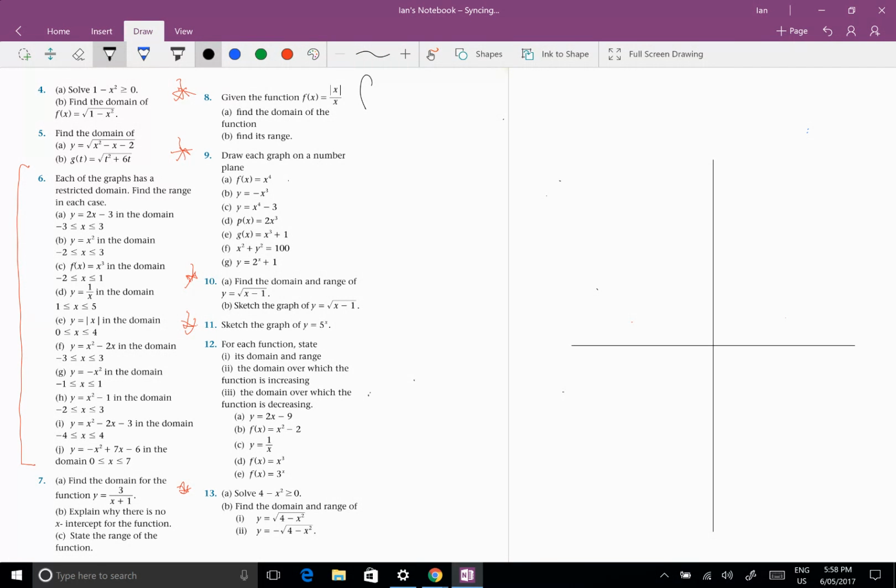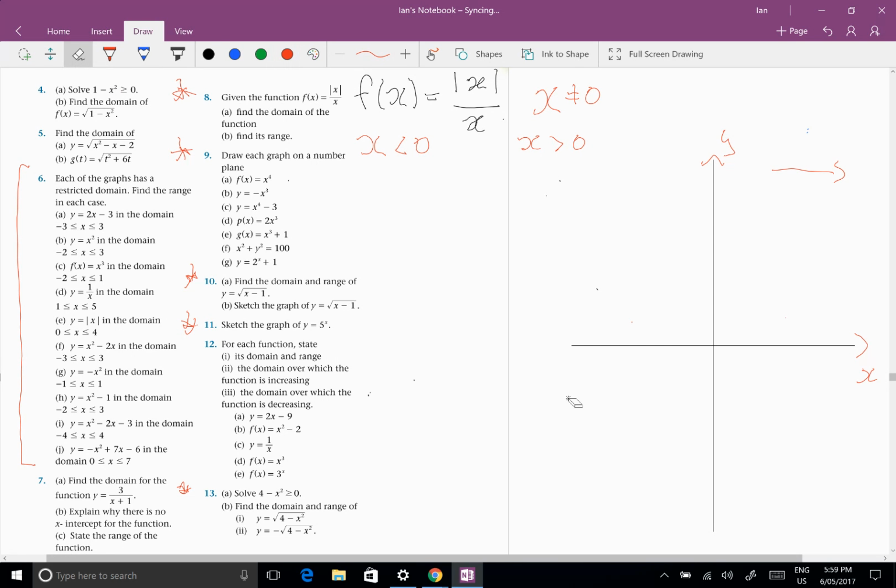And here we're told f of x equals the absolute value of x on x. So the first thing you should say to yourself is, well, I know x cannot equal 0. But what about if x is less than 0 or x is greater than 0? So to the left and right of the y-axis. So we want to consider what happens on this side and what happens on this side.